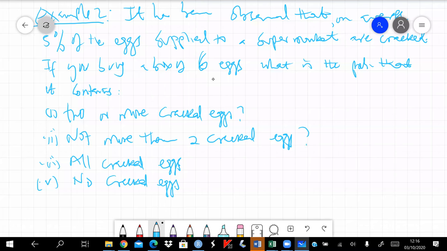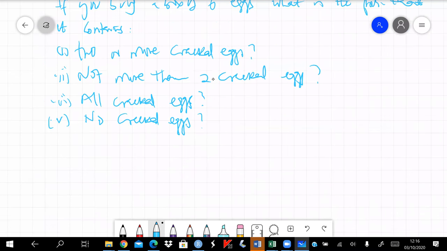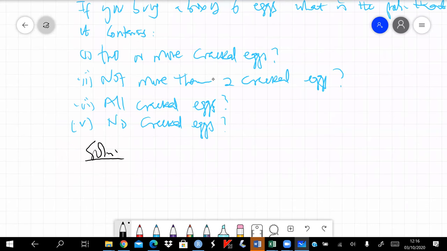So let's answer those questions. You have a tray here containing six eggs, and you are told the probability that an egg will be cracked is 5%, which is 0.05. So let's start by defining our variable of interest. Let X be the number of cracked eggs.